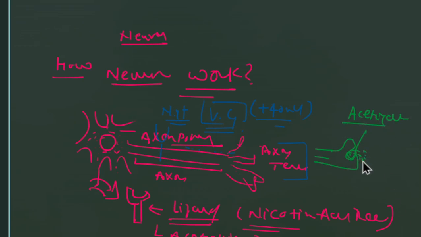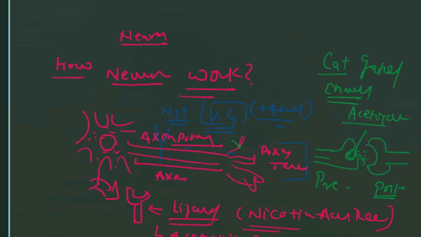This neurotransmitter will be released and interact with the postsynaptic region of another neuron. So this is the presynaptic, and this is the postsynaptic region of the other neuron. As a result, in this region, there will be calcium gated channels present.